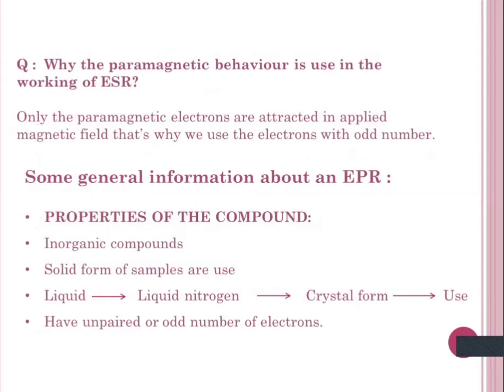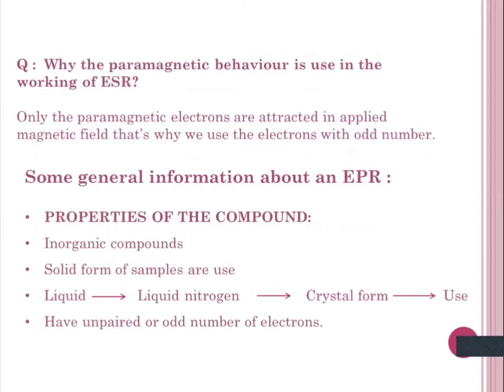Now, the question arises: why is the paramagnetic behavior used in the working of ESR? The answer to that question is that only the paramagnetic electrons are attracted in an applied magnetic field. That's why we use the electrons with odd number.